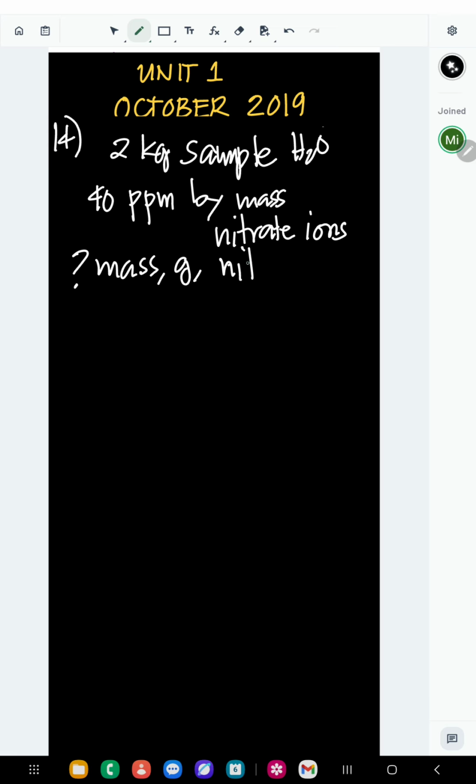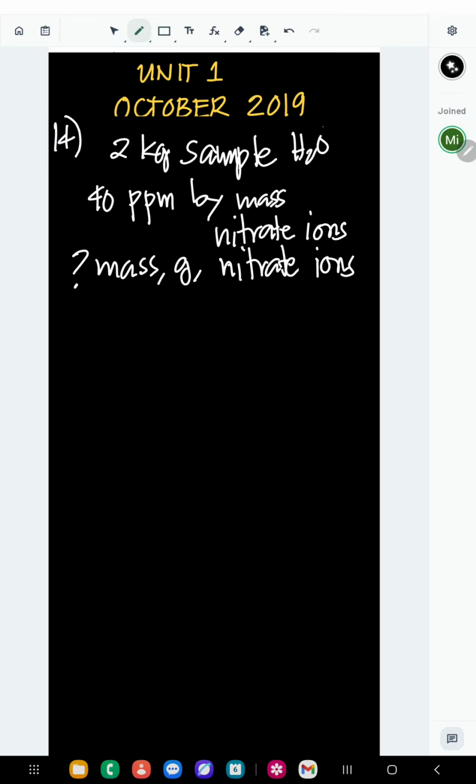A 2 kilogram sample of water contains 40 parts per million by mass of nitrate ions. What is the mass in grams of nitrate ions in the sample? So we're given here a 2 kilogram sample of water that contains 40 parts per million by mass nitrate ions. And then we are asked for the mass in grams of nitrate ions in the sample of water. So let's just write that as nitrate ions.